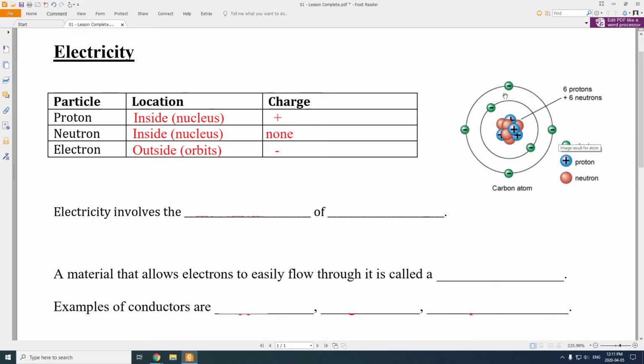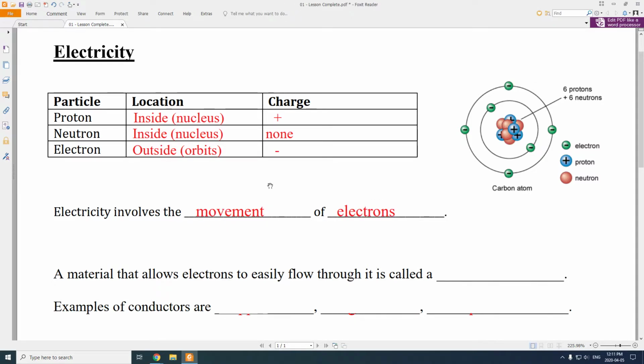Because electrons are on the outside of an atom, it's easy to take them away from things and make them move between atoms and move down a wire, for example, which is just a bunch of maybe copper atoms all in a row. So it's really these electrons that are involved in electricity. So what is electricity? It really just involves the movement of electrons.